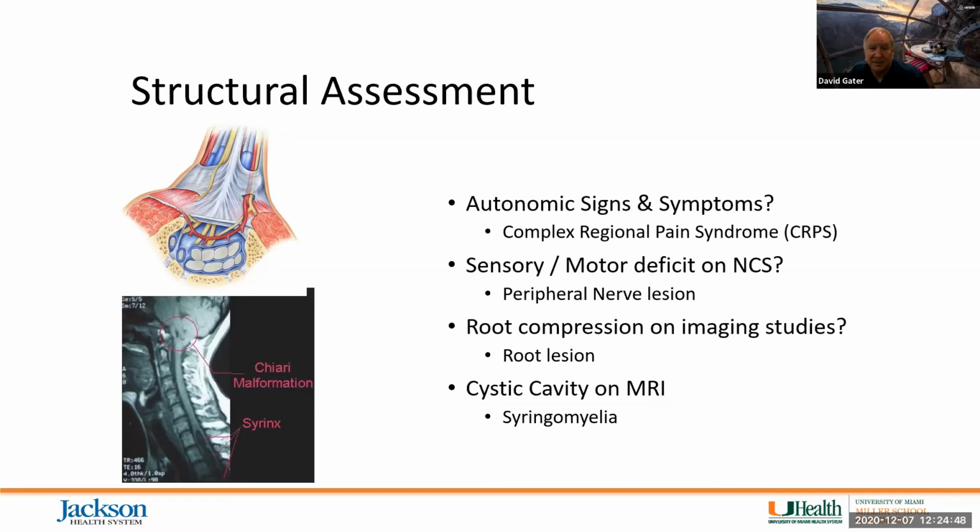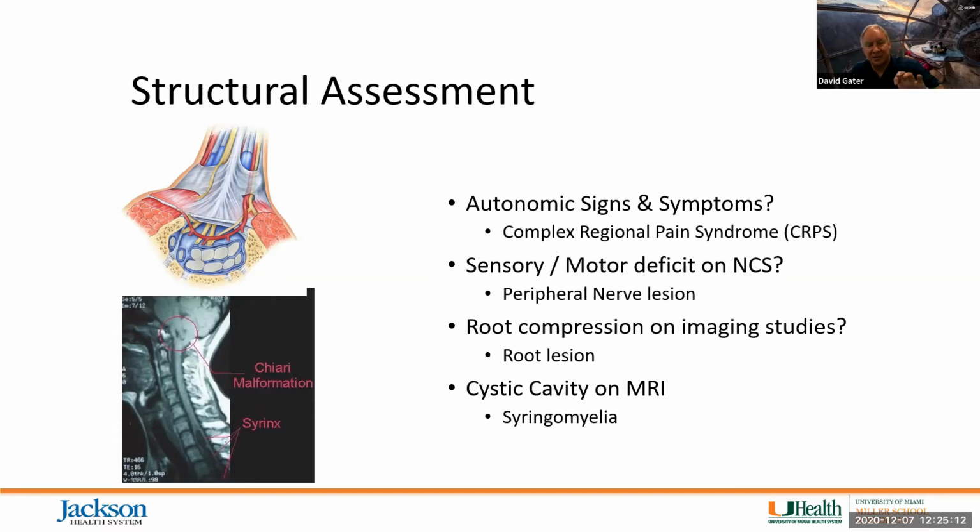If there is root compression on imaging studies, and we have mixed findings on sensory and motor, that is recognizing that if you have root compression proximal to the dorsal root ganglia, your sensory nerve action potentials may look normal, but motor may be impaired. And then, is there a cystic cavity on MRI?